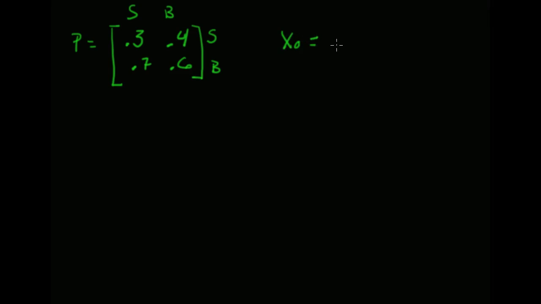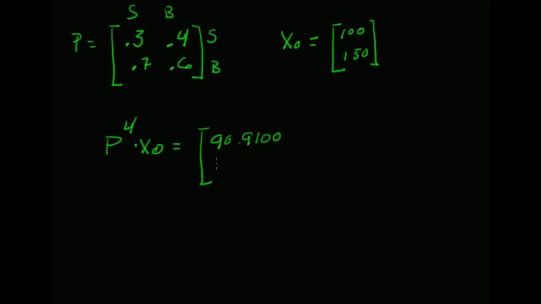The initial state is that you have 100 swimmers and 150 basketball players. So we want to take P to the 4th, right? Because we want the 4th day times x null, which lands me at a kind of weird answer here. It gives me 90.9100 and 159.0900. So we really can't deal with these as people because people are discrete.